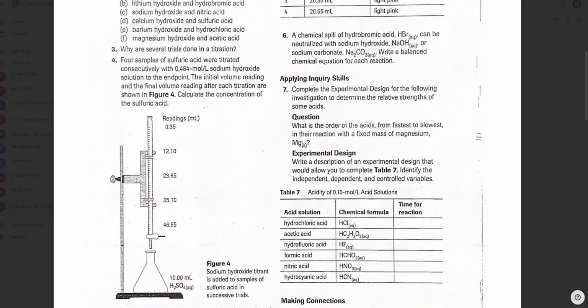And then I would take my 10 grams of magnesium. Remember, magnesium is a solid metal. Now, before that, I would add an indicator to each of these acids, in the flask. Titrant. Yeah, so you always add in the titrant, which is in the burette. Yeah, sorry, say it one more time.